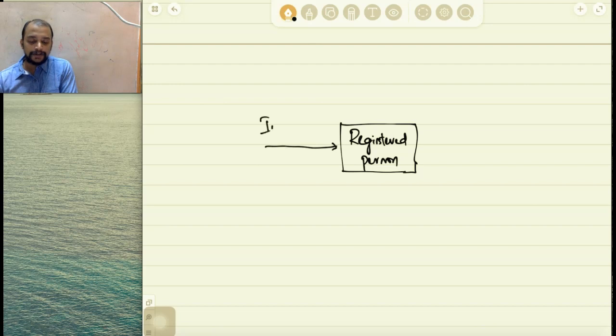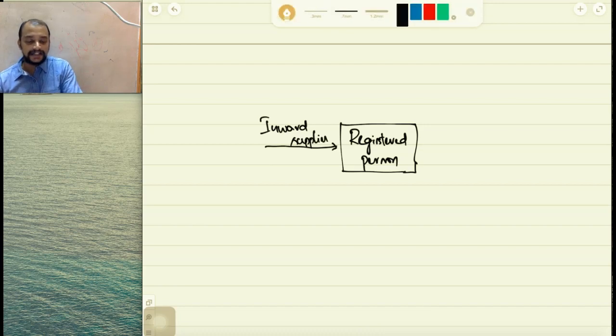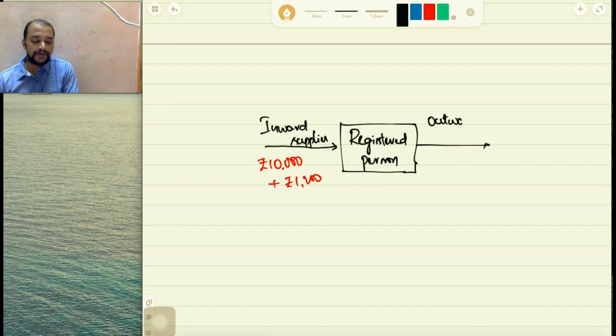With respect to inward supplies, a price is paid with GST, correct? Say for example, 10,000 rupees is paid plus 1,200 rupees as GST. Then with respect to outward supplies, some GST is payable. Say the value of the outward supplies is 15,000 plus GST of 1,800.